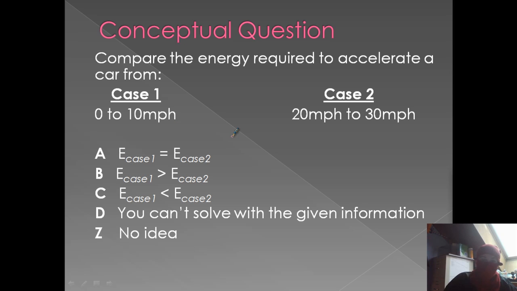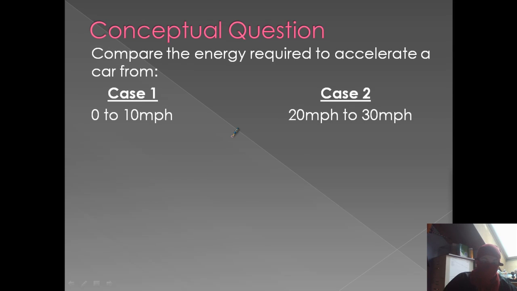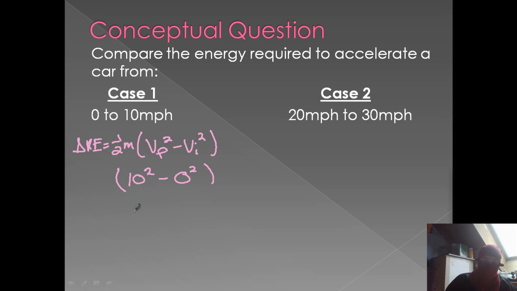So we can conceptually think about this real quick. So in case one, your change in kinetic energy is 1/2 times your mass times your final velocity squared minus your initial velocity squared. So 1/2 the mass is going to be the same for both problems. So what we're really looking at is just the final velocity squared minus the initial velocity squared. So the final velocity is 10 squared. Initial velocity is 0. So that's a change of 100. Now if we're doing it over here, same thing, final velocity squared minus your initial velocity squared.